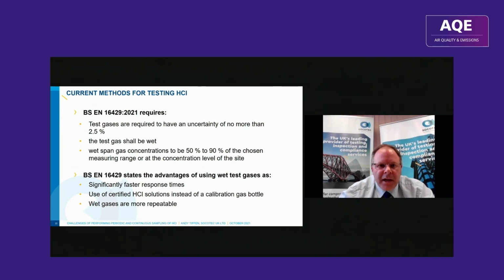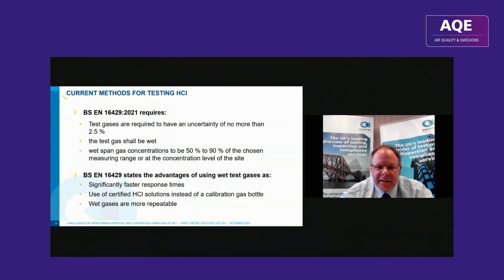Just for consideration as well, this year we've had a new British standard published, 16429. Now, this one is actually relevant for the measurement of HCl by infrared techniques, which could potentially include an FTIR, but it looks at lots of other techniques as well. The interesting thing is that in that standard, it actually specifies that the test gas that's used to validate the analyzer on site has to be wet. And there's lots of data in the back of this. There's an entire annex in the back of this standard devoted as to why the validation gas used should be wet. And they've stated in there that the response times are much faster. And certainly that's what we've seen.